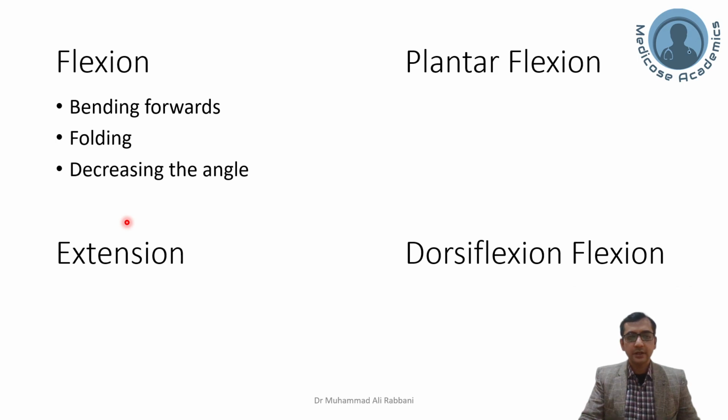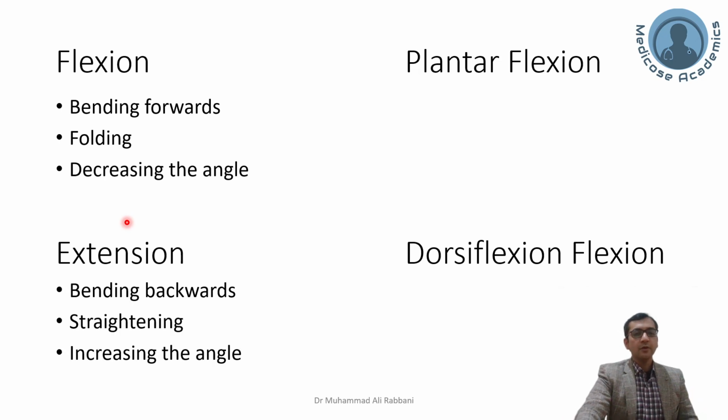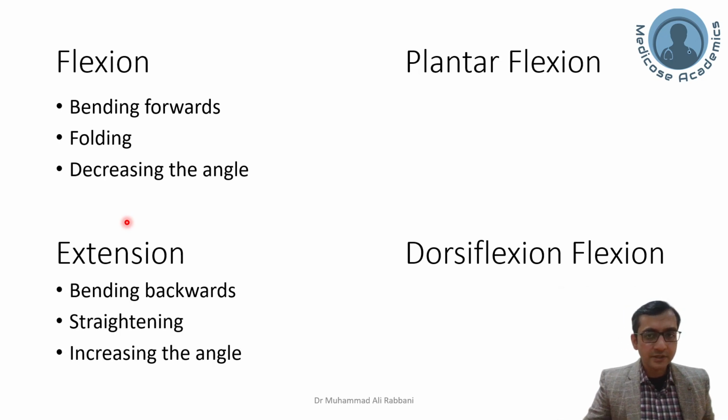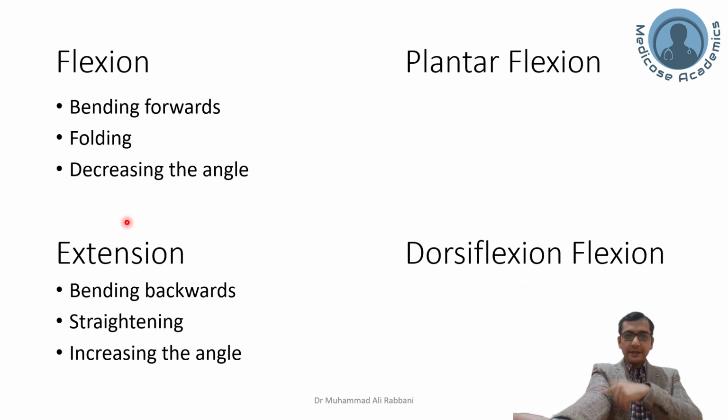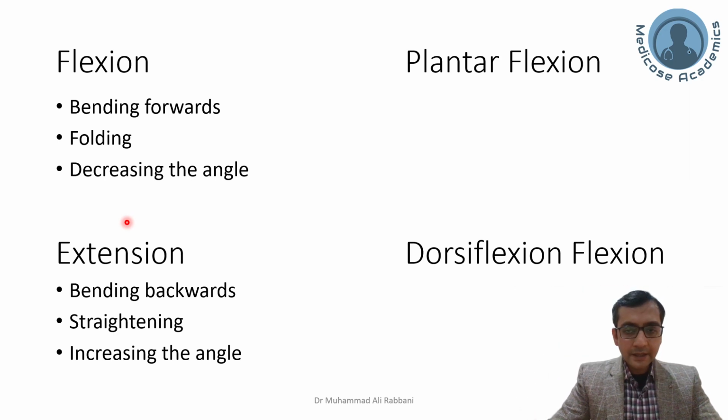The difficulty comes a little when talking about the shoulder joint. It does not decrease the angle per se, but as you move the arm anteriorly, this is the flexion. Move it back, that is the extension. So bending forward, folding and decreasing the angle will be considered as flexion. Bending backwards, straightening, increasing the angle will be extension.